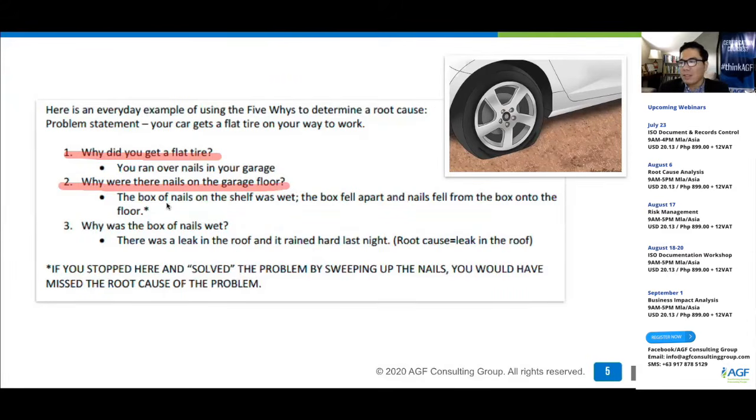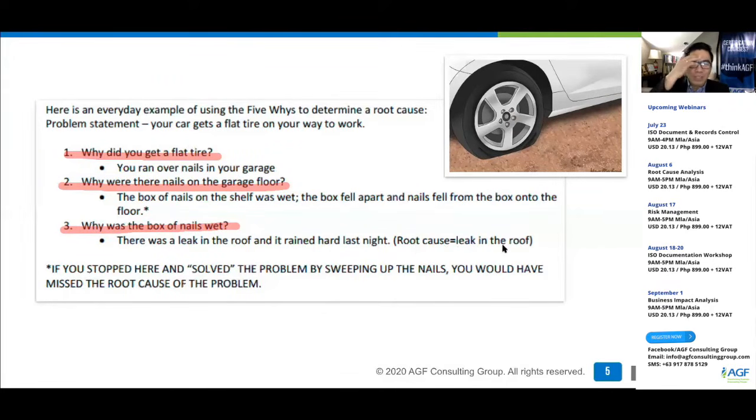Okay, so the answer is, the box of nails on the shelf was wet, the box fell apart, and nails fell from the box onto the floor. Okay. And then we'll ask another why again. 5 whys. Why was the box of nails wet? Because there was a leak in the roof and it rained hard last night. And so we said, okay, the root cause is the leak in the roof.